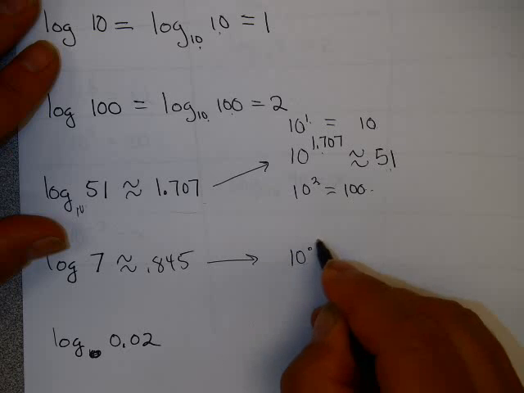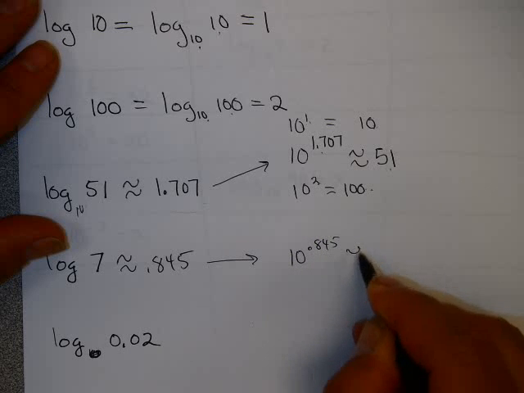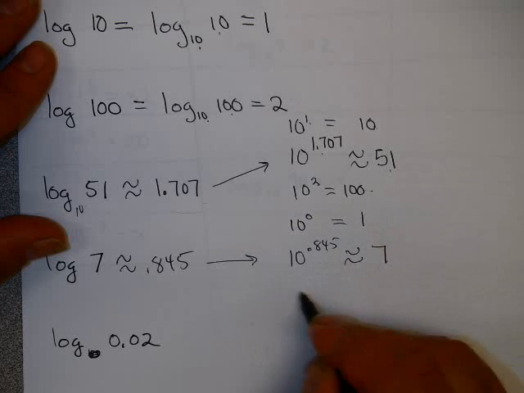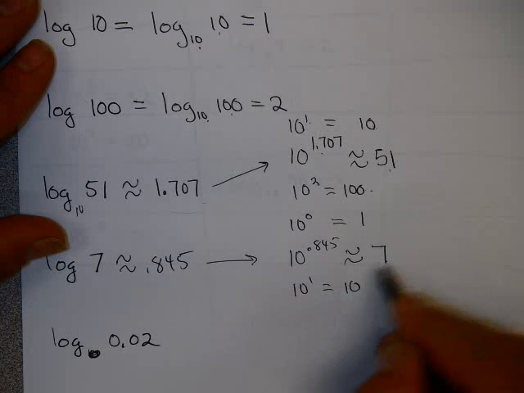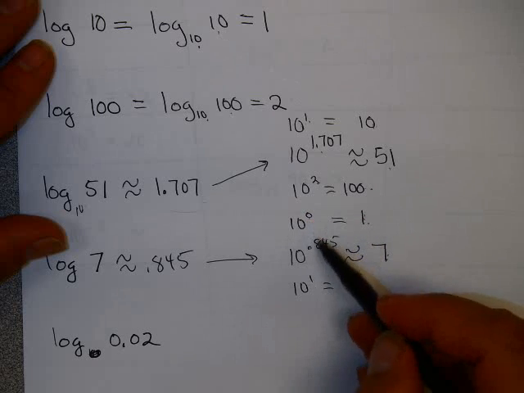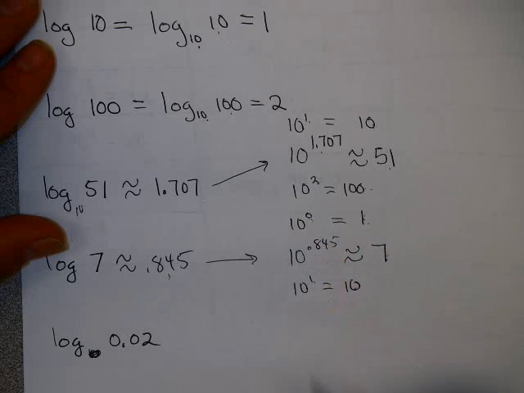Well, this says 10 to the 0.845 is approximately equal to 7. Well, you know 10 to the 0 equals 1, and 10 to the first equals 10. So again, because 7 is between 1 and 10, it makes sense that the exponent here would be between 0 and 1.